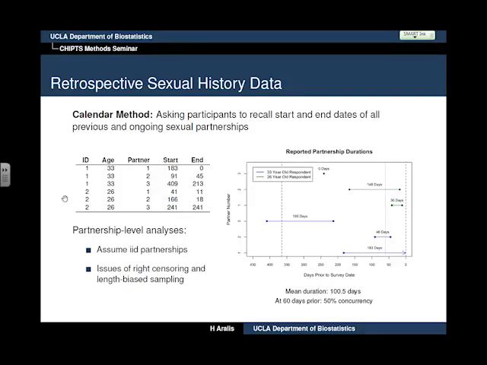But obviously that reduces down all the data that we actually have. There's also been a lot of debate over what would be the appropriate point in time to take this kind of snapshot. So there's been issues there. And then of course, looking at a partnership level of analysis, if you are calculating the mean sojourn time, and you are just taking all of the partnerships and treating them as if they're IID, then you're going to get a mean duration of 100.5 days, and we know that there are some issues there that you're not really accounting for. Other things that are commonly overlooked with this type of data are issues of right censoring and length bias sampling, again, when looking at the partnerships as independent.